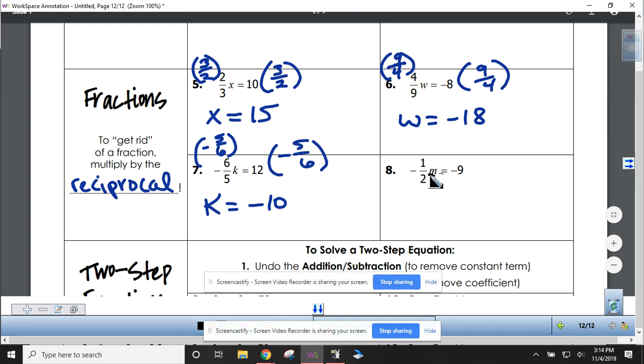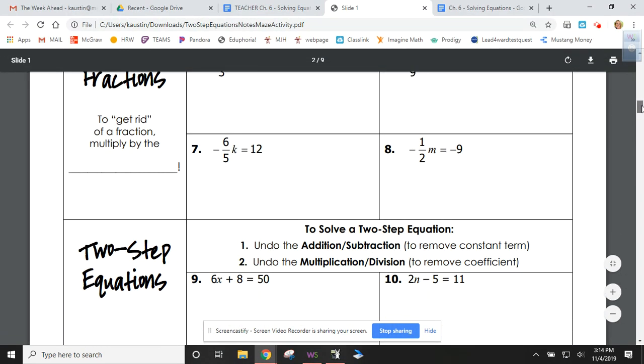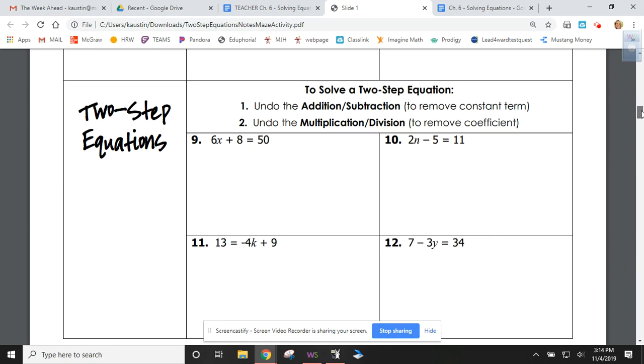Here I have -1/2 m equals -9. The reciprocal is -2/1, which is -2. So m equals +18. Remember, if you're stuck and you don't get this, ask a friend or ask your teacher for help.